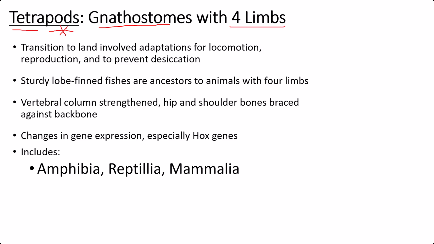So the transition to land involved adaptations for locomotion and reproduction and to prevent desiccation, which is that fancy word for drying out. And sturdy lobe-finned fishes are the ancestors to animals with 4 limbs. The vertebral column, so their backbone, had to strengthen, and the hip and shoulder bones braced against the backbone. These changes are likely due to changes in gene expression, in particular the Hox genes. So this includes amphibia, reptilia, and mammalia.